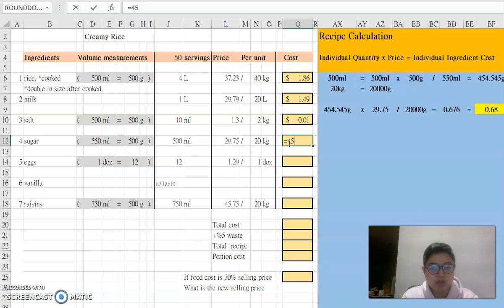And then I type in the calculation here, times 26.75 divided by 20,000 grams. And this is the answer, 0.68. And then I calculated the fifth one.